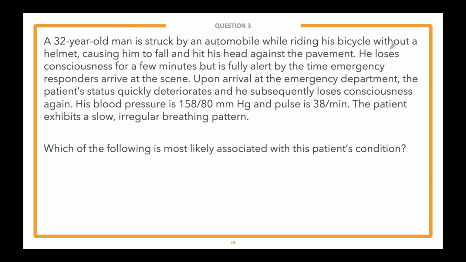A 32-year-old man is struck by an automobile while riding his bicycle without a helmet, causing him to fall and hit his head against the pavement. He loses consciousness for a few minutes, but is fully alert by the time emergency responders arrive at the scene. Upon arrival at the emergency department, the patient's status quickly deteriorates, and he subsequently loses consciousness again. His blood pressure is 158/80, and pulse is 38. The patient exhibits a slow, irregular breathing pattern. So the question, which of the following is most likely associated with this patient's condition?